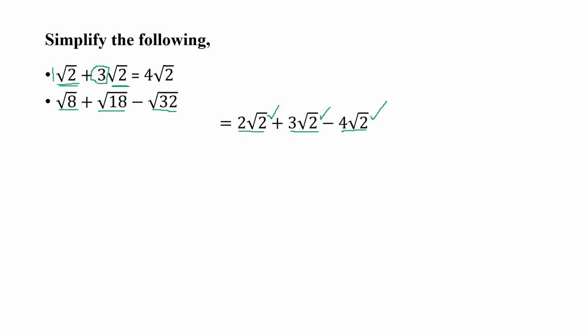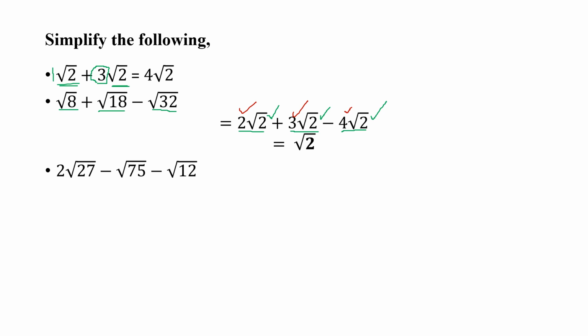So we can now simplify the coefficients. In this case, the coefficients are 2, 3, and minus 4. So we are adding 2 to 3, we get 5. 5 minus 4, we get 1. So our final answer is root 2. Right, like this. Let's move on to our third example.